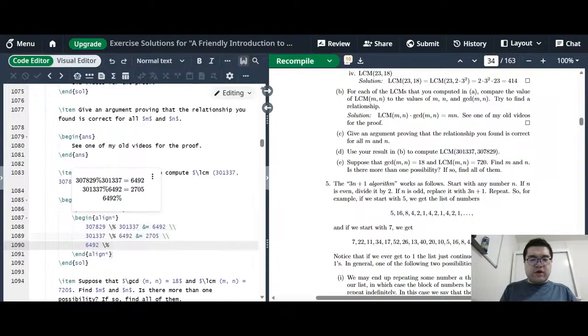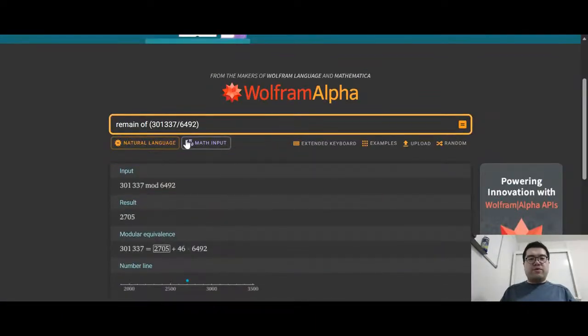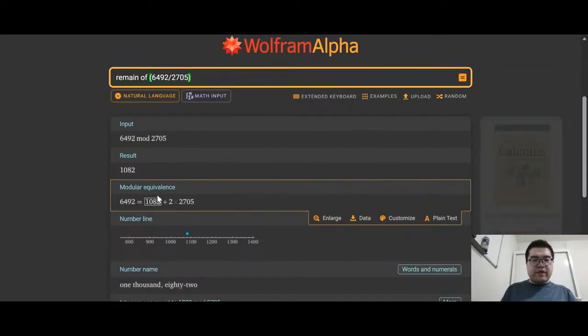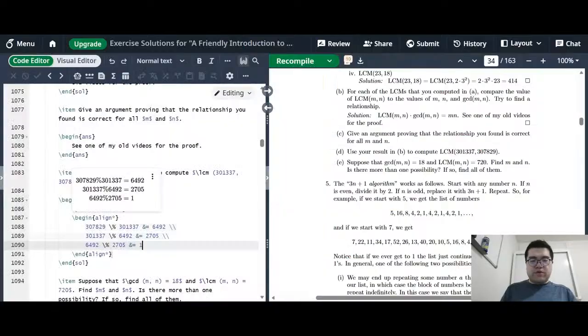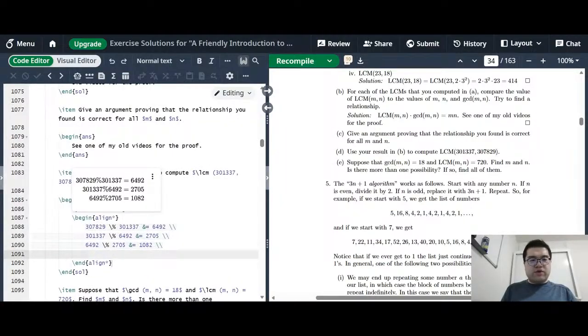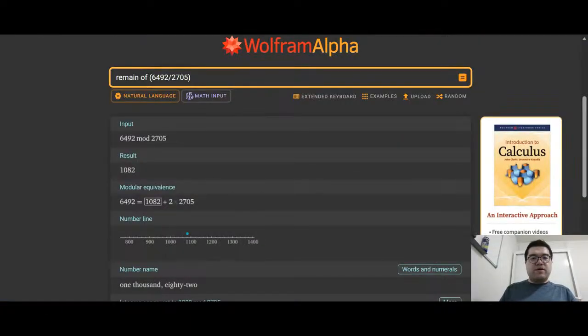And again, our goal is to find out the steps that we need in order to get down to 0. So back here, we're going to divide this one by the new remainder 2705. This is going to give us something a lot smaller, 1082. Here 1082, and again non-zero, so we need to continue. So 1082, and again back to here.